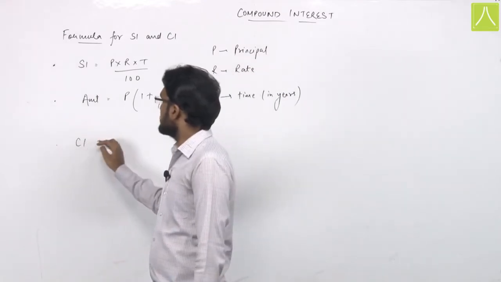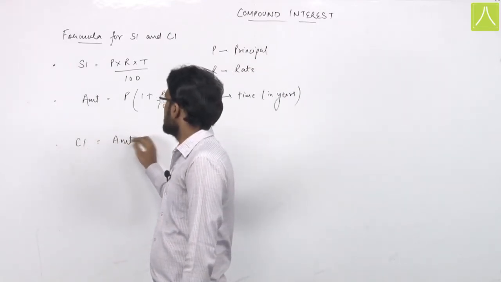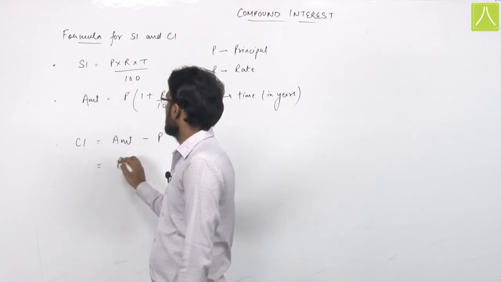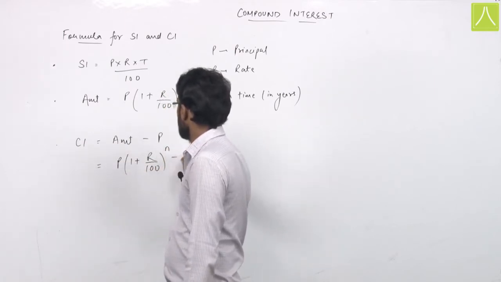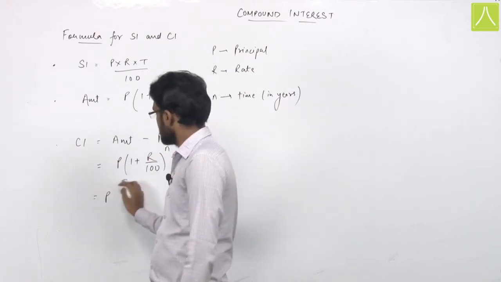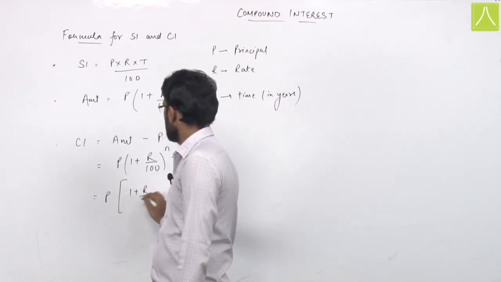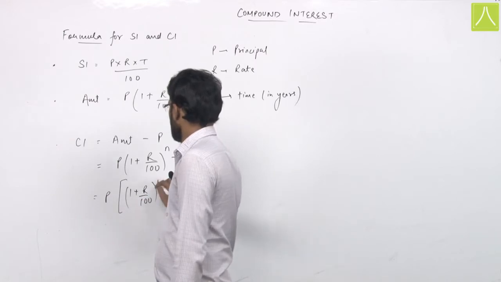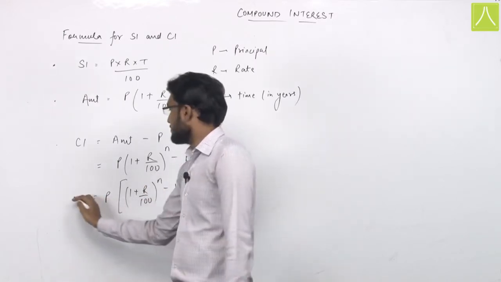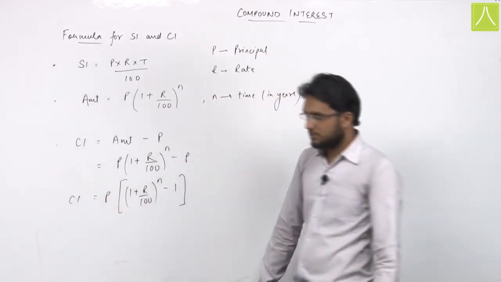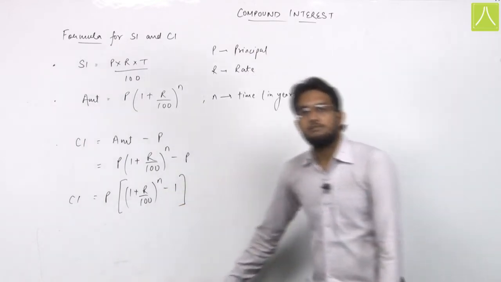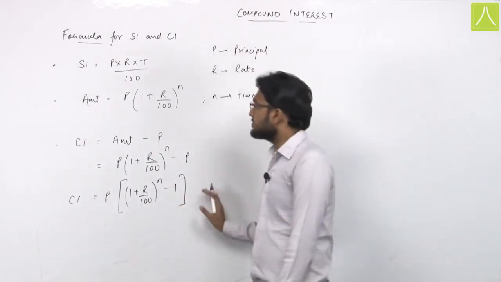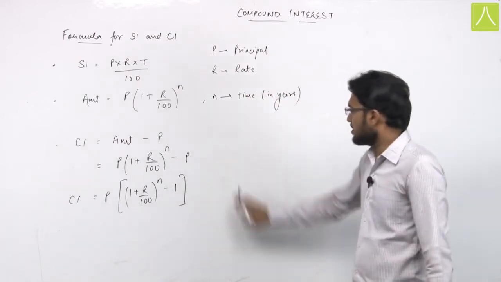Now if I have to calculate the compound interest, we know that compound interest is equal to amount minus principal. If I put the value of the amount over here minus P, taking P common, we get P into ((1 plus R upon 100) whole power n minus 1). Therefore the formula for compound interest is principal into ((1 plus R upon 100) to the power n minus 1). So this is the formula for simple interest and compound interest.